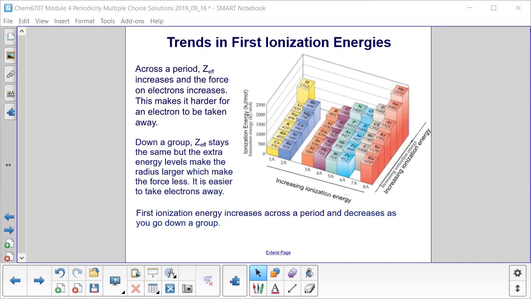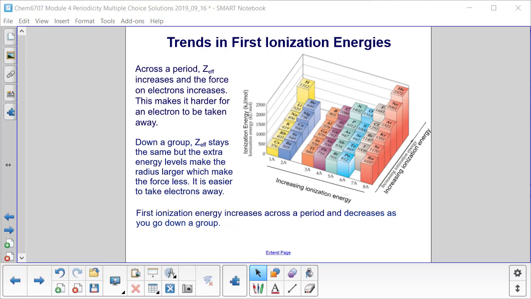As we know, across a period, the effective nuclear charge increases and the force on the electrons increases. This makes it harder for an electron to be taken away. The more tightly those electrons are held, the more difficult it will be to remove them. Down a group, the effective nuclear charge stays the same, but remember that down a group you're adding energy levels. So the radius is much larger, which makes the force of attraction less.